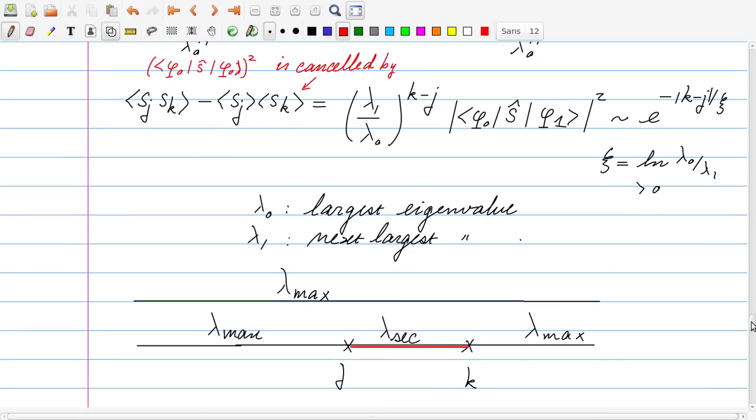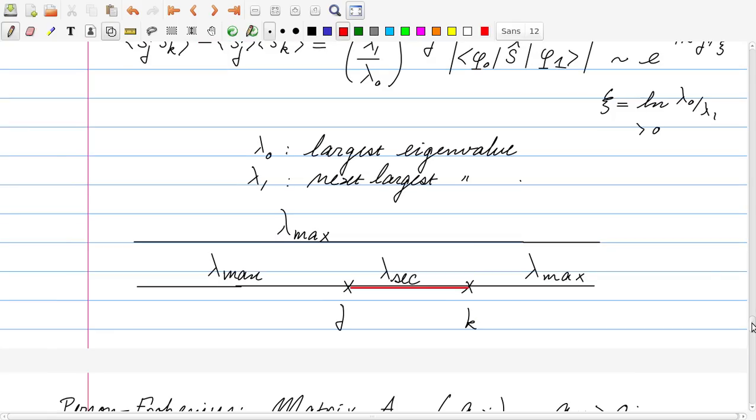So lambda 0 is the largest eigenvalue, lambda 1 is the next largest eigenvalue, and if we make a cartoon, then we see that evaluating the partition function, we take lambda max everywhere. If we take the correlation function between site j and k, then the first non-zero contribution is the one where we use here the second eigenvalue instead of the largest eigenvalue.